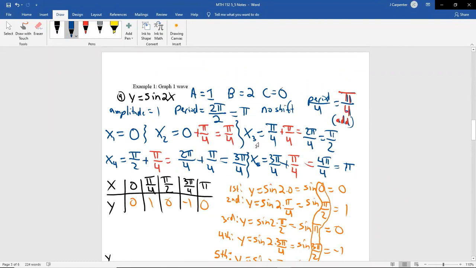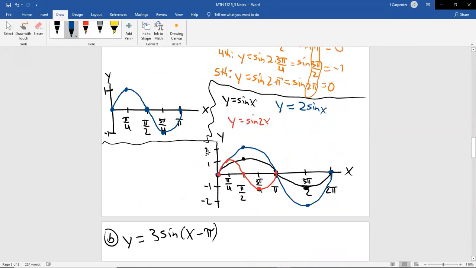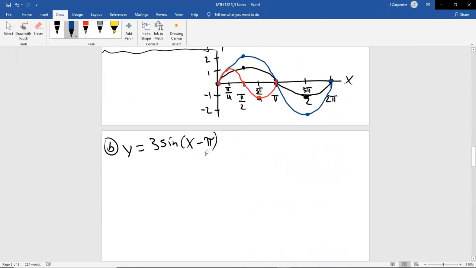And then we start finding the X values. Then we start finding the Y values. This is a complicated process, but with practice, it becomes more normalized. All right, so our A, the amplitude factor, is 3. The absolute value of 3 is 3. The B is 1, so the period will be unaffected. And the C is going to be pi.